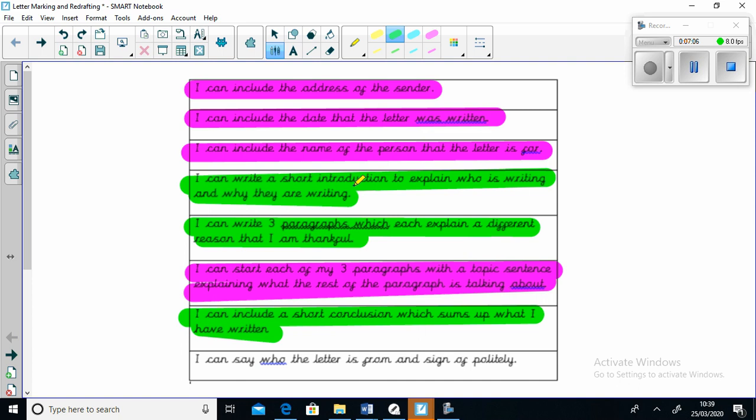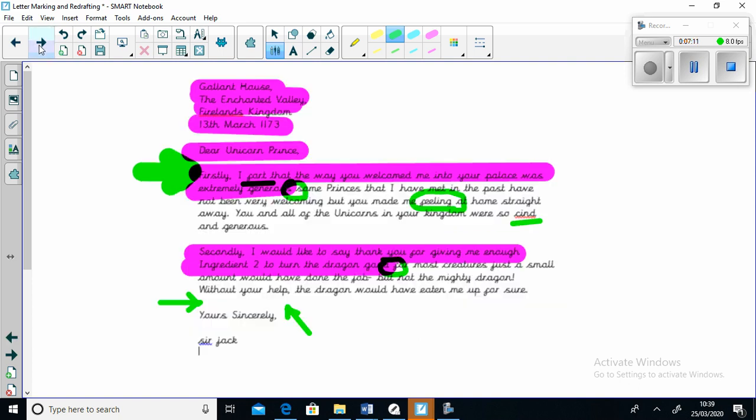Excellent. Finally, I can say who the letter is from and sign off politely. Let's have a look. Yours sincerely, that means that everything you've written about you mean and are truthful and honest. Sir Jack. Well, that's perfect, apart from I have just noticed that as a name, Sir and Jack should really start with capital letters. So a little bit of punctuation improvement, but the sign-off, yours sincerely, Sir Jack, that's fine, that's perfect. It says who wrote it, and it signs off politely. So I can highlight that in pink.